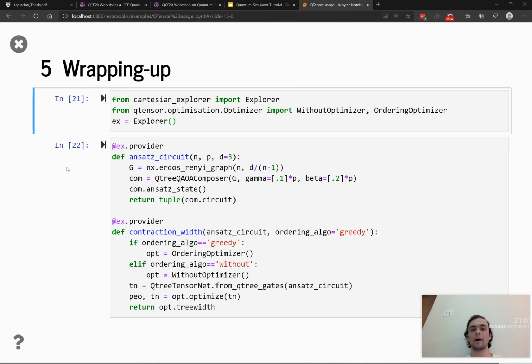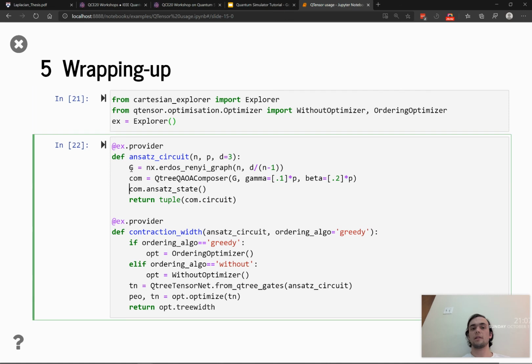And let's just wrap up. How do we use QTensor? First, let's say we create an ansatz circuit. For that, we generate our graph, and then we create a composer object. And the composer works in that way. It is a stateful object, and you apply an ansatz state method to this composer object, and then you can just grab your circuit. And so don't worry about these provider things. I will show what this does later. This is just a helper utility.